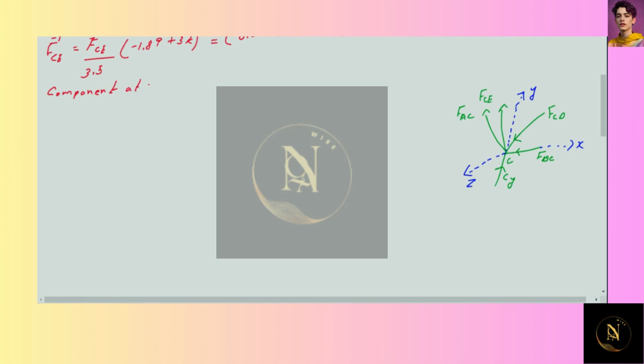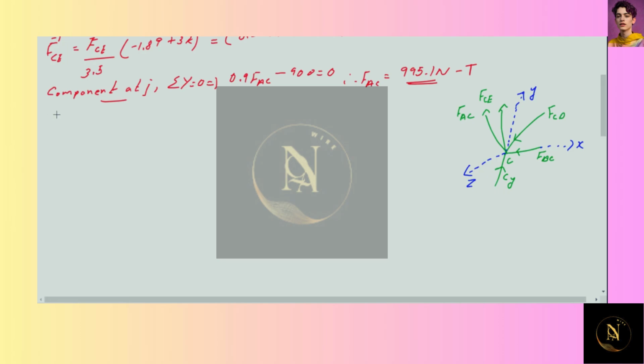Now component in the j direction. To get the component in the j direction, we need to find summation along y equal to 0. So that gives you 0.9 FAC minus 900 equal to 0. So from here, FAC will be equal to 995.1 Newton. Here FAC is actually going outward, that creates tension. Let's denote it by the letter T.